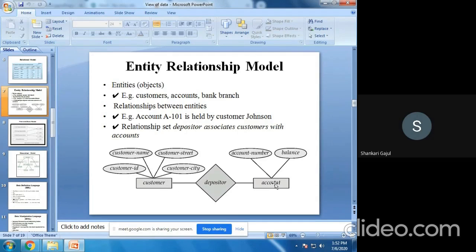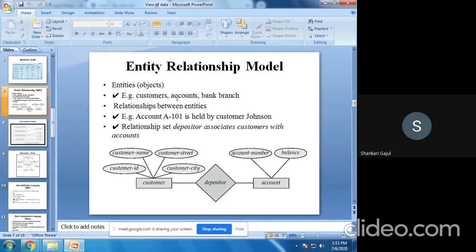Okay, so this account has the attributes account number and balance, and I want to make the relationship between the customer entity and the account entity. So depositor is the relationship between the customer and the account, because the customer is depositing his money, his balance, into a so-and-so account number. So I am designing the relationship between the customer and the account entity.